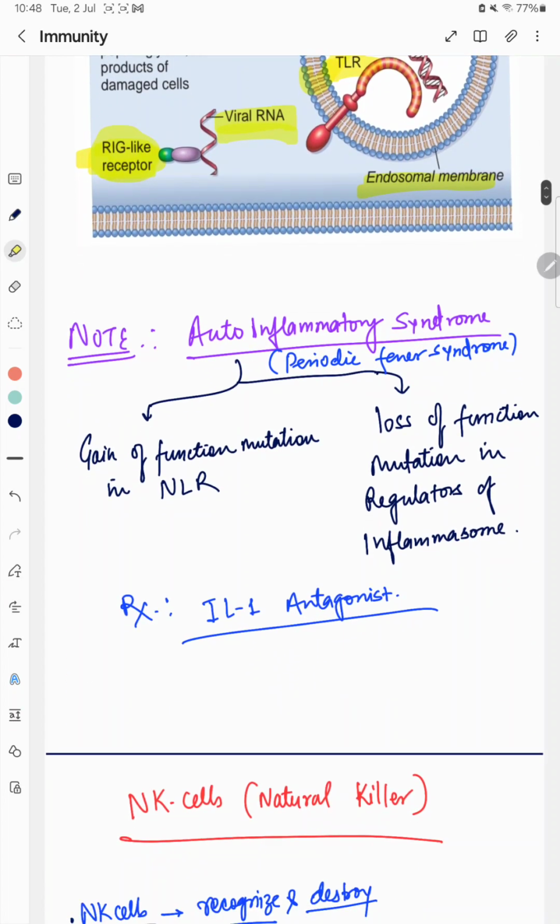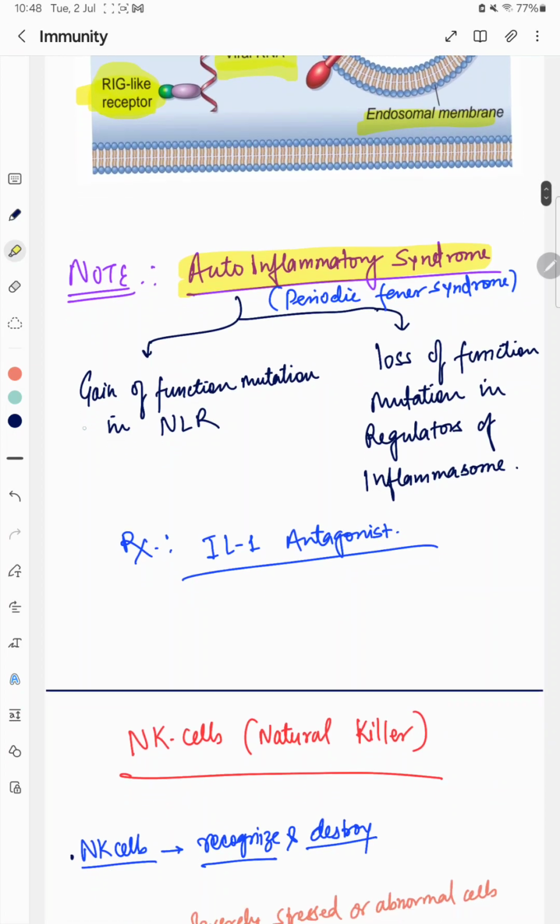There is an entity known as autoinflammatory syndrome or periodic fever syndrome. One is a gain of function mutation in NLR receptors, or a loss of function mutation in regulators of the inflammasome. This results in autoinflammatory syndrome.